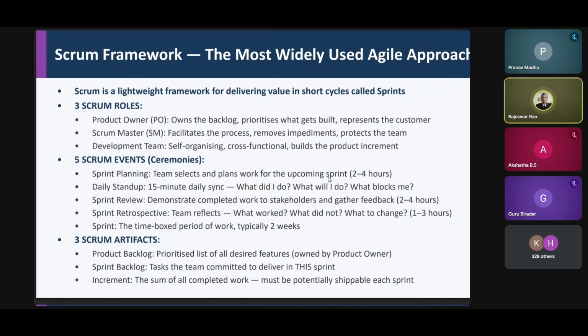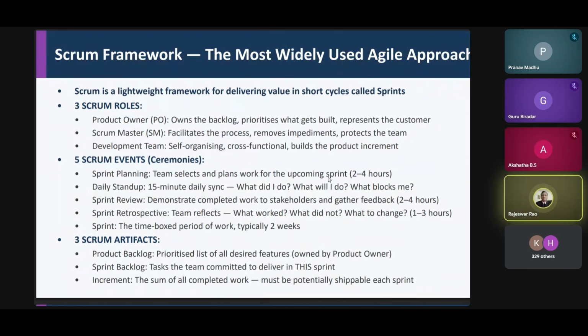So the product owner, the Scrum Master, and the development team are the three roles in any agile project. So there is no hierarchy. Everybody is the same in a development team. And to some extent, even the Scrum Master also becomes a development team member wherever required, because the person comes with a lot of experience.